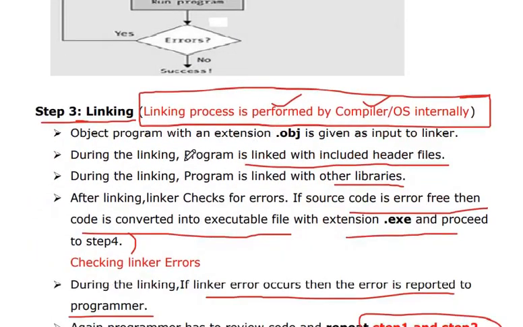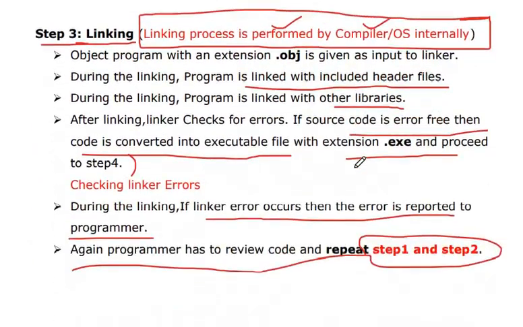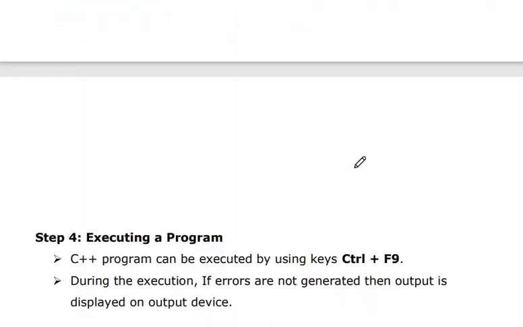Now after the linking, it checks for errors. If the source code is error free, then the code is converted into the executable file and it proceeds to step 4. Means if there are no linker errors after the linking process, immediately the linker generates a file. The file is called the .exe file. In this case, it generates the add.exe file.